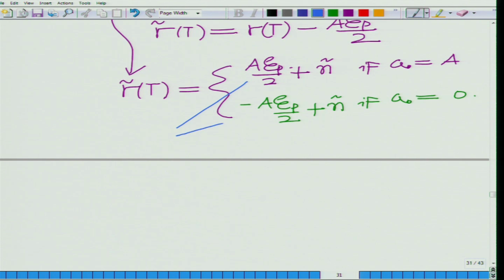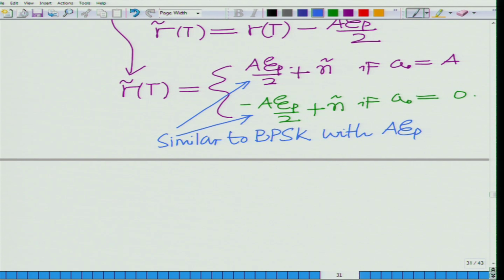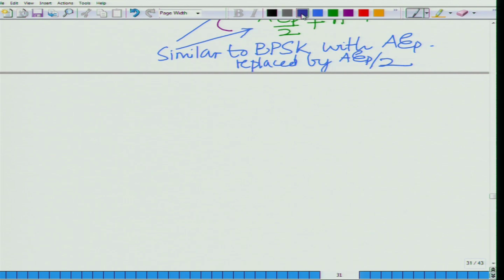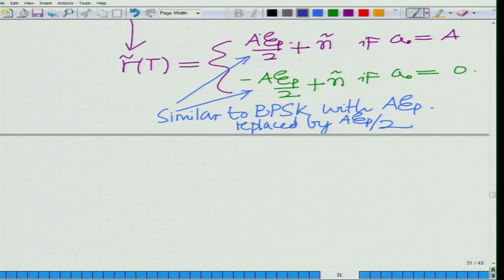So, now you can see this is similar to BPSK with A E_P replaced by A E_P by 2. Therefore, again now we have something that is similar to BPSK, that is A E_P by 2 plus N tilde, minus A E_P by 2 plus N tilde. Remember for BPSK, binary phase shift keying, we had A E_P plus N tilde, minus A E_P plus N tilde. Therefore, in that sense this is similar to binary phase shift keying with A E_P replaced by A E_P divided by 2.